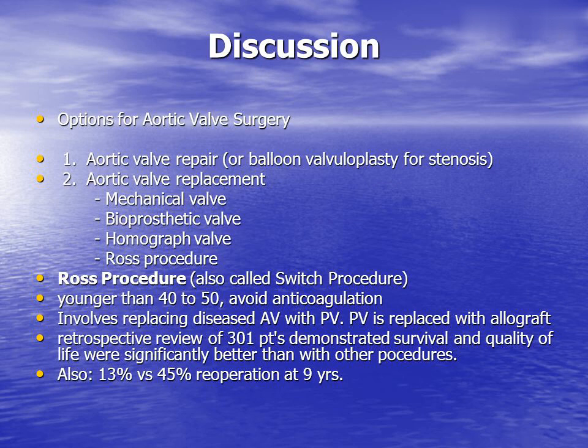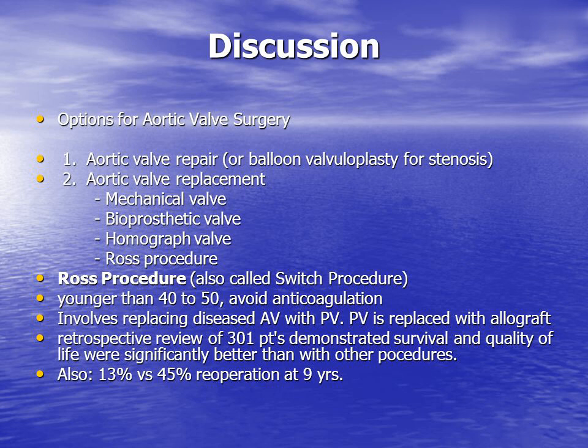1. Aortic valve repair, or balloon valvuloplasty for stenosis. 2. Aortic valve replacement: mechanical valve, bioprosthetic valve, homograft valve, Ross procedure. The Ross procedure, also called the switch procedure, is for patients younger than 40 to 50 to avoid anticoagulation. It involves replacing the diseased aortic valve with the PV. The PV is replaced with an allograft.